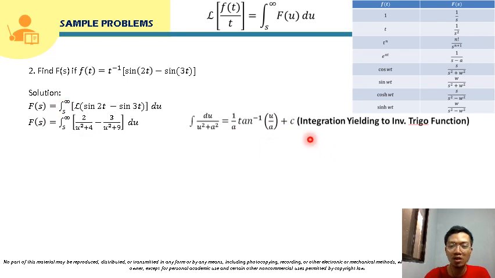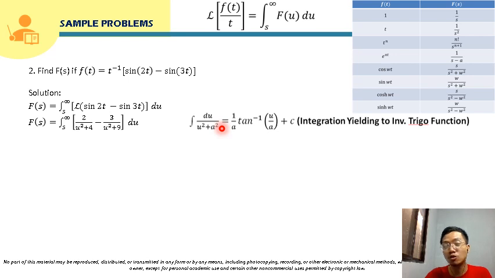In this case, we will no longer include plus c because this is a definite integral, since we have here the limits s to infinity. So we can apply this. For the integral of 2 over u squared plus 4 du, our a squared will be 4, therefore our a is 2.